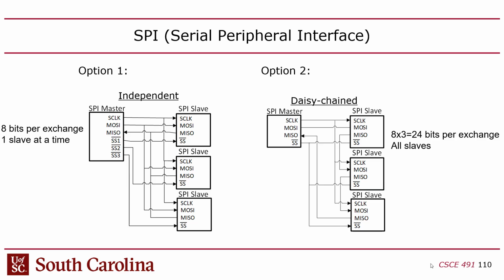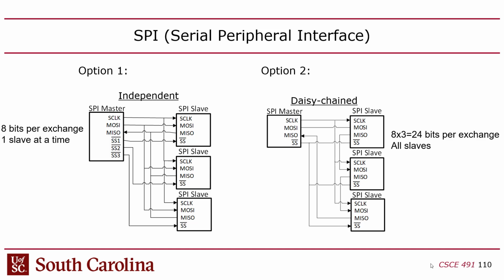But what about if I want to have multiple masters? Well, in that case, the problem is I'm going to have multiple masters trying to drive SCLK, MOSI, and slave select. And there's no way to reconcile that. There's no way to do multi-master. There's no way for multiple masters to know when they're allowed to drive those pins or those wires.